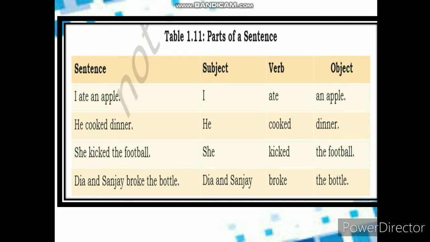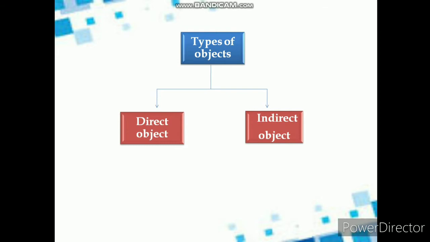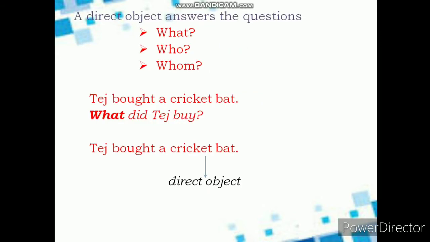The next one, Diya and Sanjay broke the bottle. In this sentence, the subject is Diya and Sanjay. Verb is broke and the bottle is the object. Students, there are two types of objects, direct object and indirect object. We will be learning about both objects in detail. The object in a sentence can be either direct or indirect.